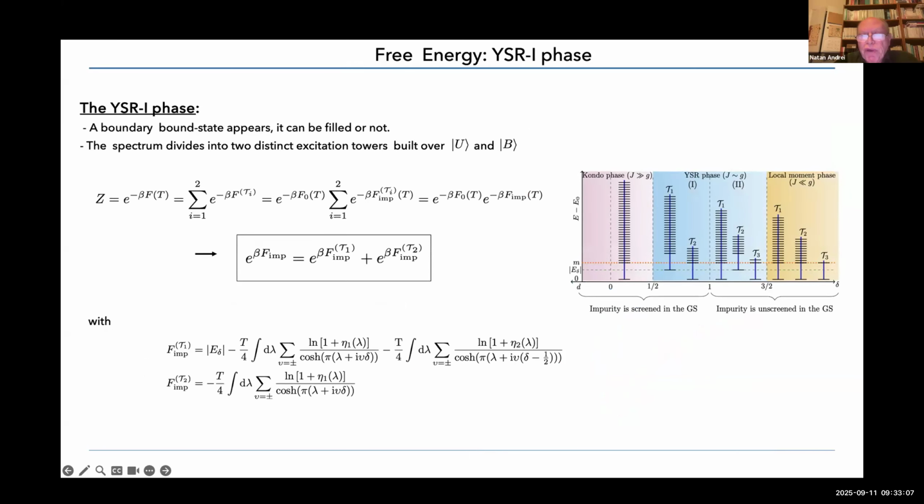In the YSR phase, YSR1, where we are here, we have two towers. So now the partition function of the impurity, e to the minus beta F impurity, is the sum of the impurity contributions in each tower. So here is the F in a tower, the free energy from tower 1, free energy from tower 2.